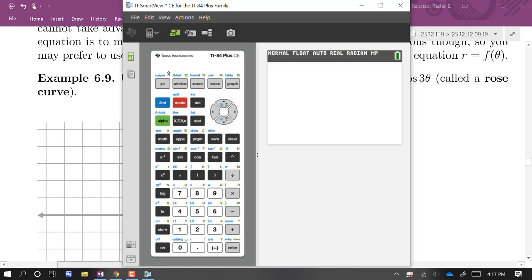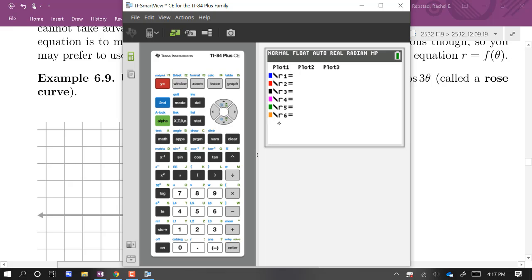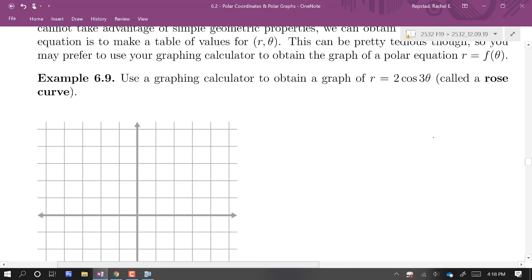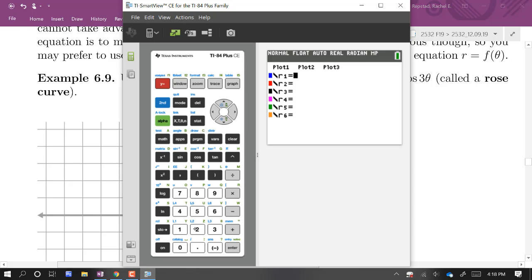And then when I hit y equals, we can see that our options are to put in functions for r1, r2, r3, and not y or xt and yt. So they're not a pair of equations anymore. It's just a single equation for each curve. Now we're going to graph the curve 2 cosine 3 theta. So 2 times cosine, and it's 3 theta. Now if I hit this variable button next to alpha, it's automatically a theta because it knows it's in polar form.